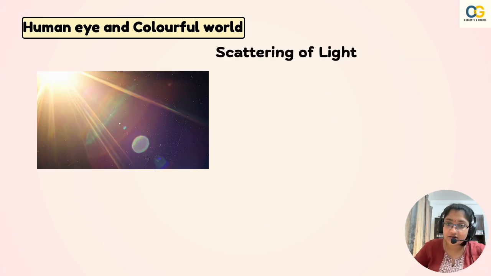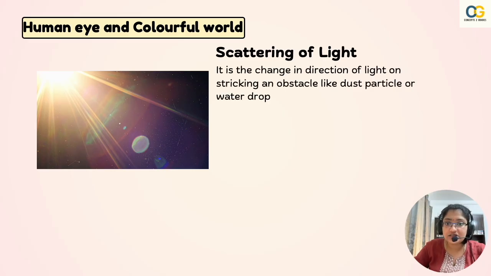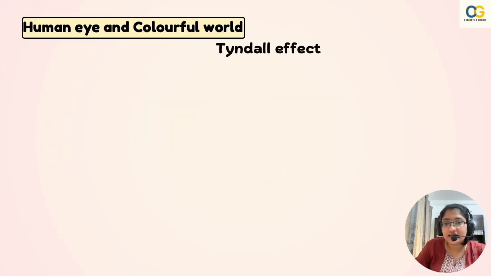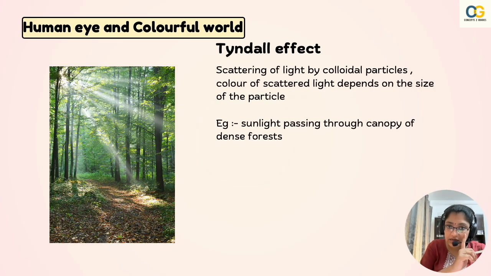Coming to scattering of light, which is the change in the direction of light on striking an object, a dust particle or a water drop. So the light changes its direction as it strikes any object. Because of this, we can see the Tyndall effect, which happens in the forest, where the scattering of light occurs due to colloidal particles, and the color of the scattered light depends on the size of the particle. The sunlight passing through the canopy of dense forests is called the Tyndall effect.